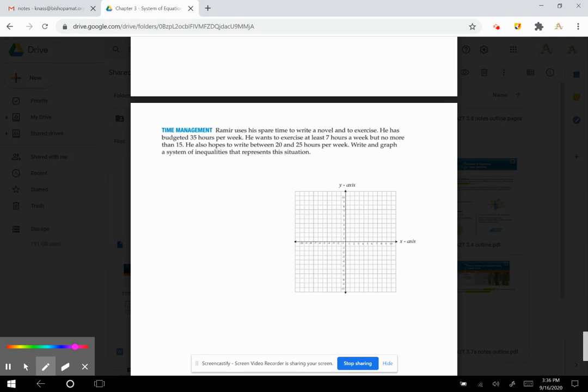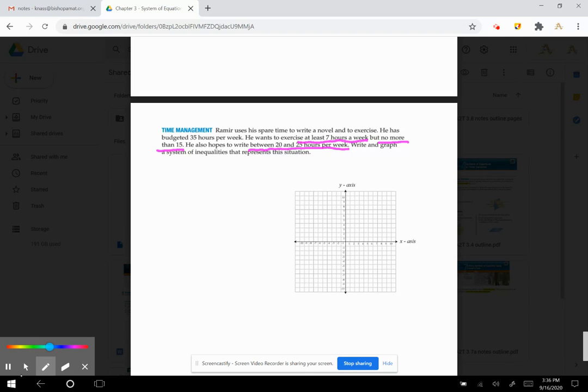So here we go. Ramir uses his spare time to write a novel and to exercise. He has budgeted 35 hours per week. He wants to exercise at least 7 hours a week, but no more than 15. Those at least and no more than are really important to us. He also hopes to write between, really important, 20 and 25 hours per week. Write and graph a system of equations that represents the system. Okay, so let's first go back.